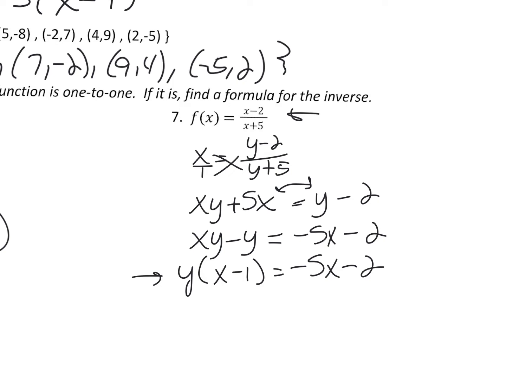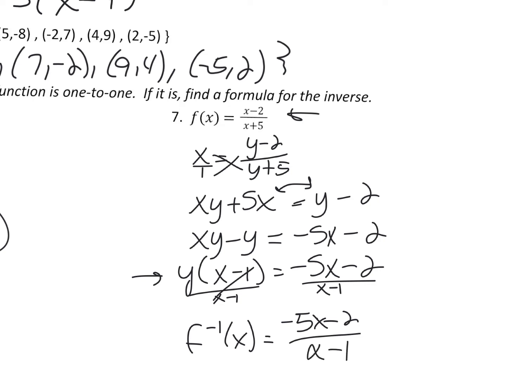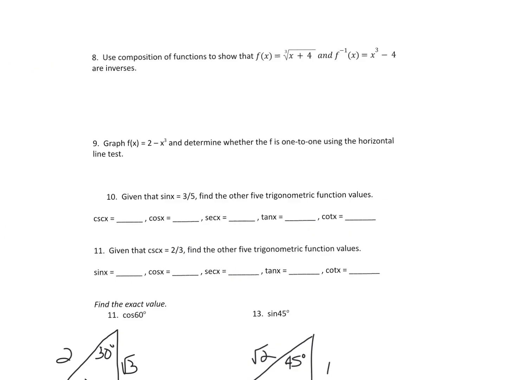Now, right here it says y times (x minus 1). The opposite of times is divide. So I'm going to divide both sides by that x minus 1, which means it'll cancel there. And because I'm left with just the y, I'm going to go ahead and put the inverse of f of x. And over here, the inverse, negative 5x minus 2 over x minus 1. Right, there it is. It's a pretty good one.